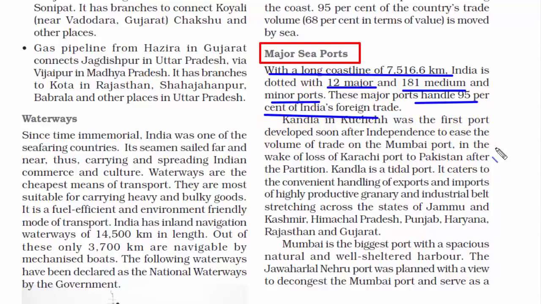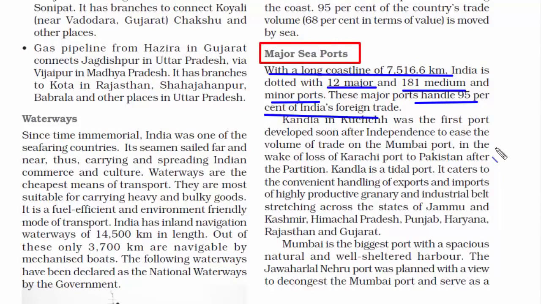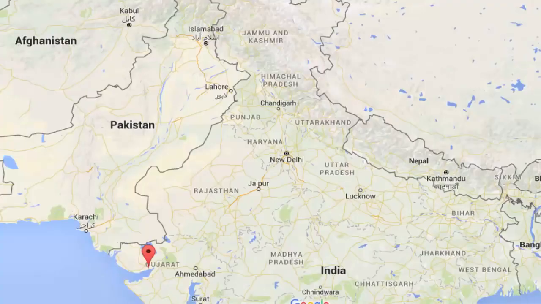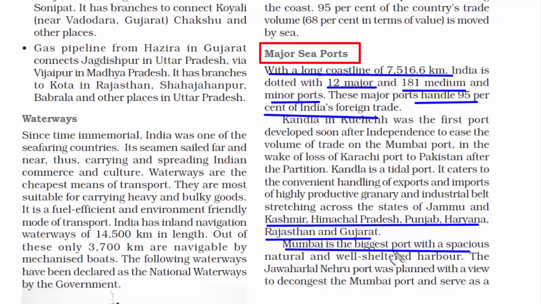Some of the major seaports before independence that were under British control were the Mumbai port, the Chennai port, and the West Bengal seaport. The Kandla seaport was specifically developed to ease the volume of trade on the Mumbai port. So most of the goods that go to the states of Jammu and Kashmir, Himachal Pradesh, Punjab, Haryana, Rajasthan and Gujarat, they all get delivered and picked up from the Kandla seaport. Now Mumbai is the biggest seaport with a lot of space and a natural well-sheltered harbour.